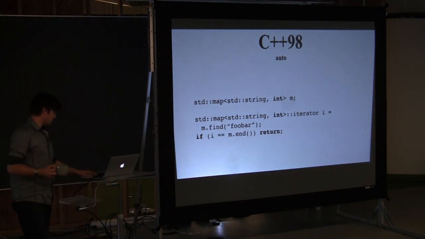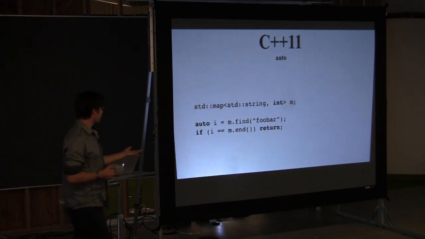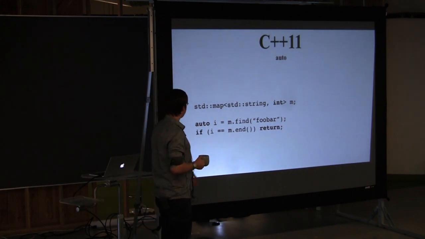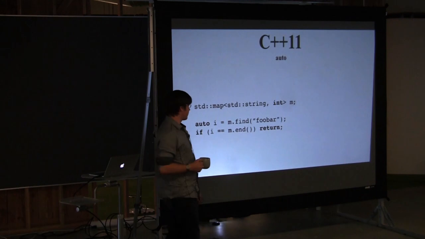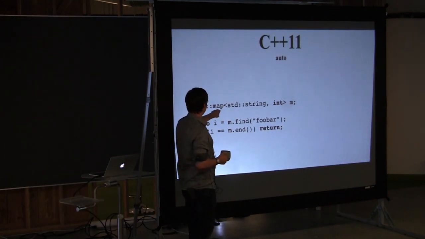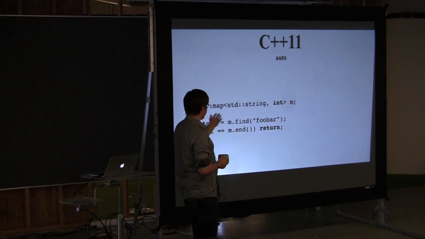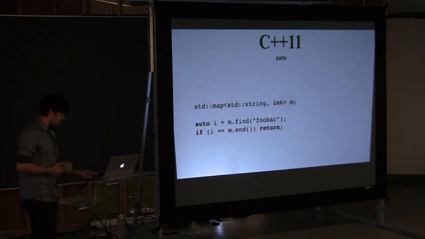When you have auto, you get a little bit more convenience, because you can just say, I don't really care what kind of iterator it is. I just want to grab it and compare it to end. And one other benefit of this is that you can actually change your implementation to say, oh, by the way, I want an unordered map or something else. And all of your other logic, as long as it's still well formed, will just keep on working.